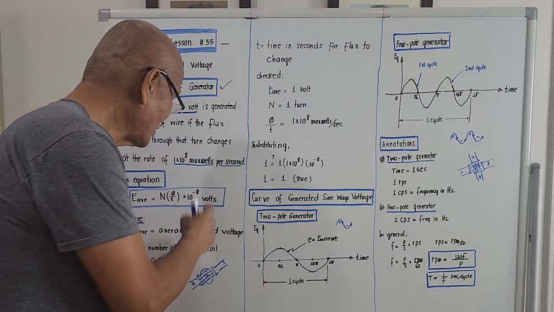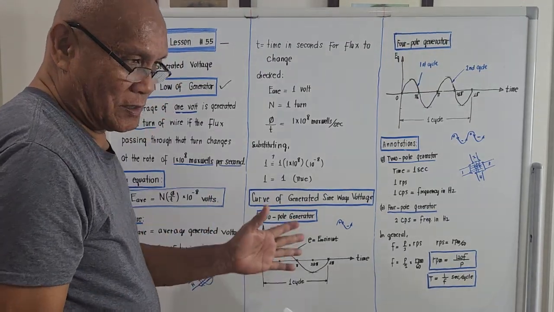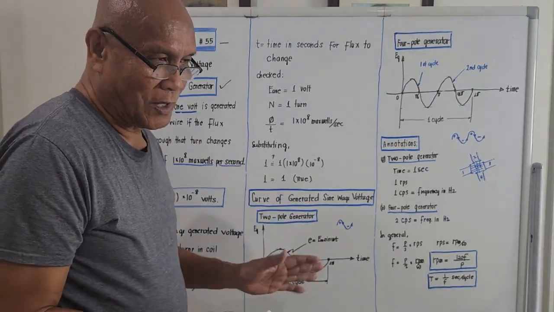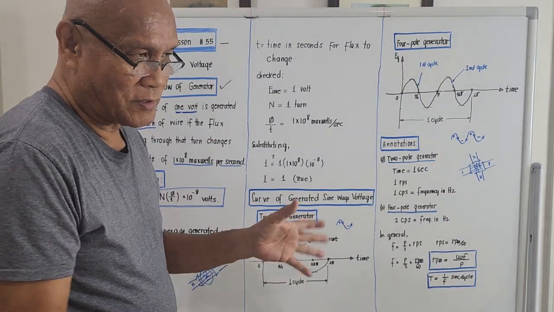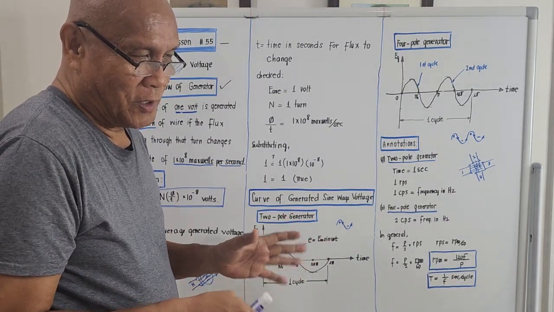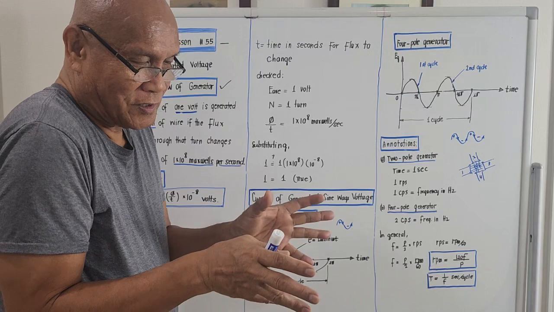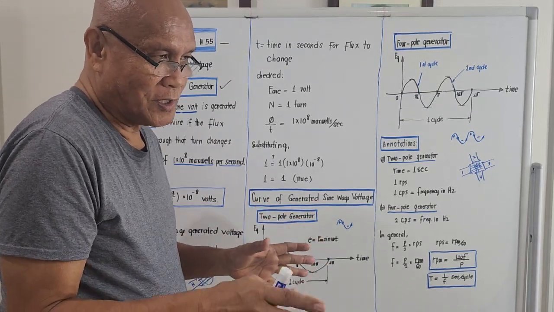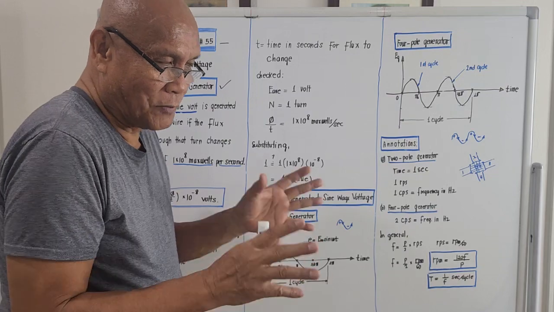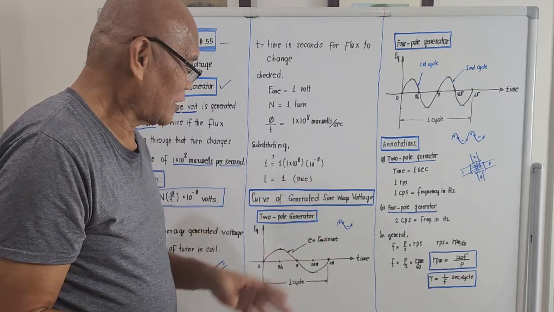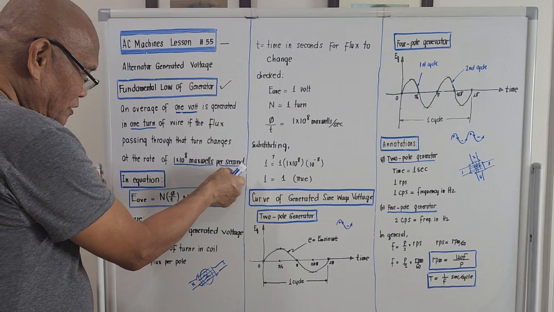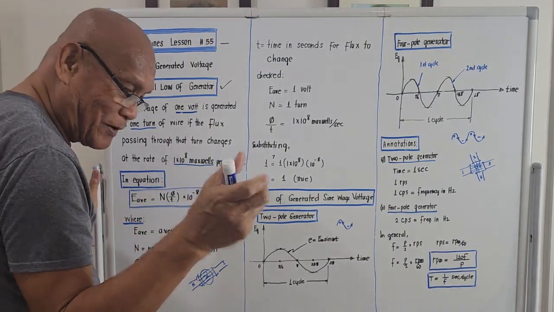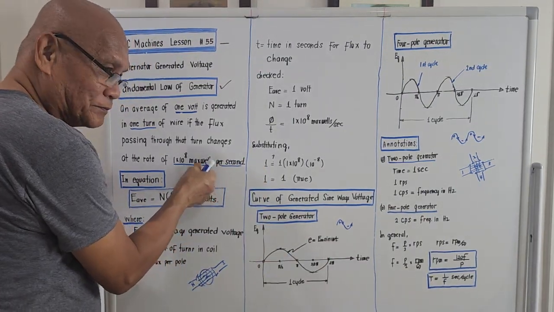I think Maxwell could be the inventor of the flux, maybe, or the one who discovered flux. That's why the unit of flux was named under his family name. So under the study of alternators, just in case we encounter flux, the unit of flux is Maxwells per second. And Maxwell is actually a family name.